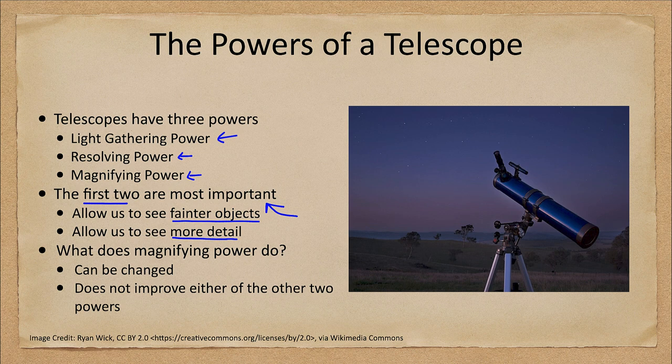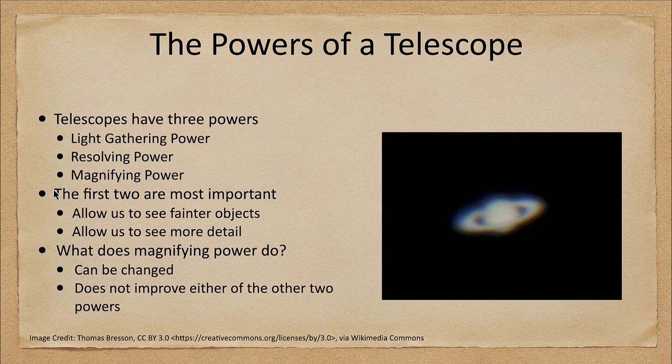So, for example, if you get an image of the planet Saturn, and you can see one here that's a little on the blurry side. Now that's still a decent image of Saturn. In many cases, looking through a small telescope from Earth, you're not going to see a lot of detail on Saturn as you will with the beautiful images we get from space. So you can magnify it, but magnification does not change these other two powers.